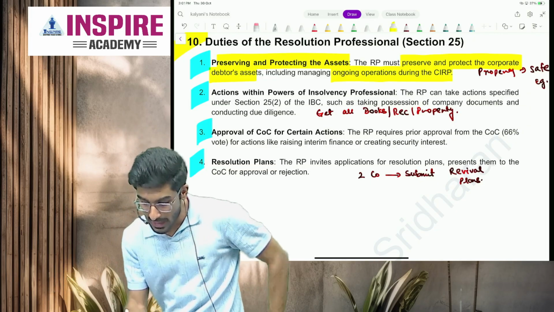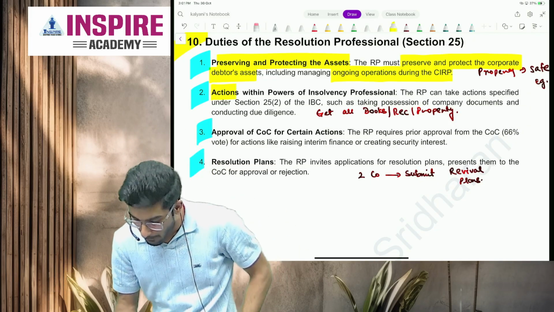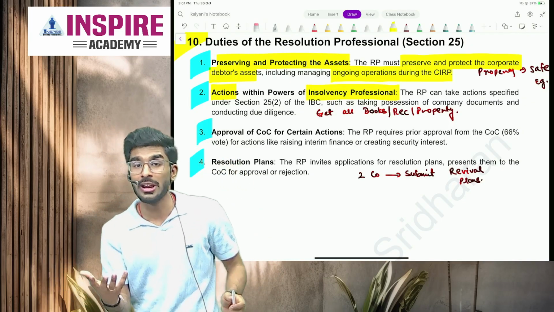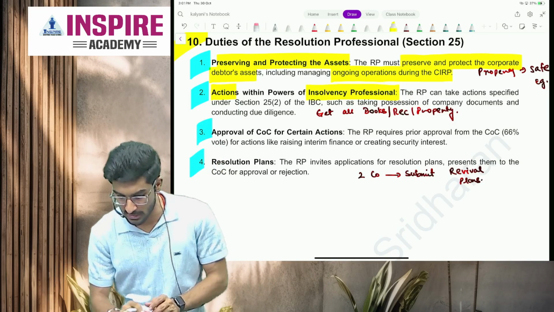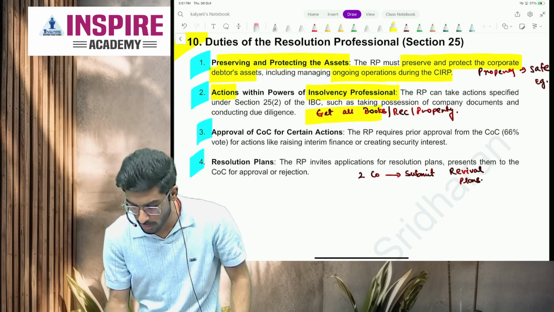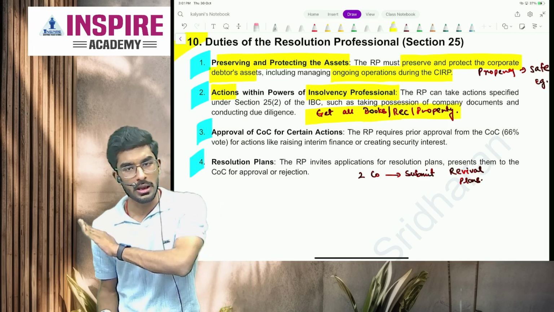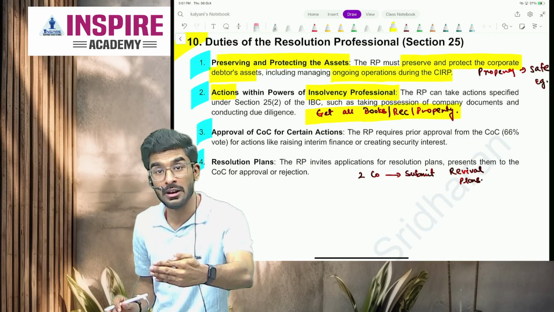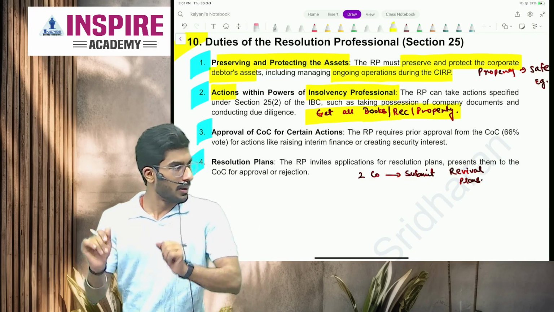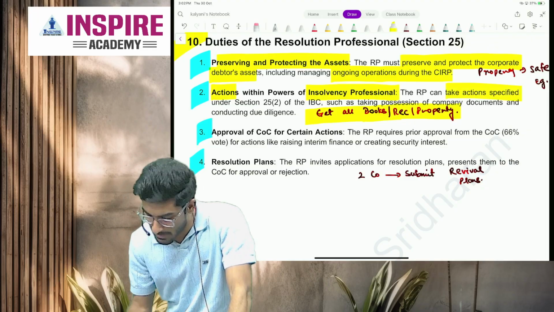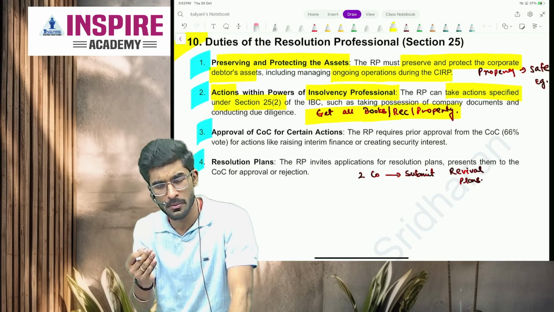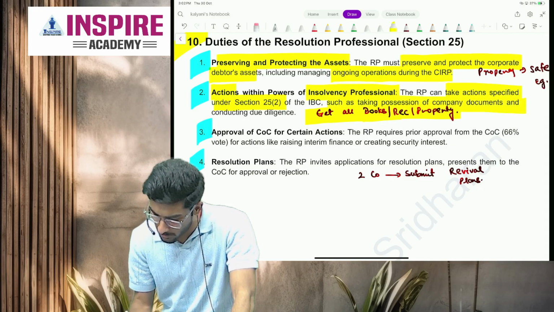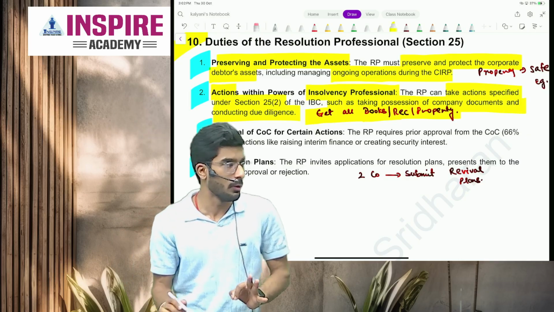Now, number 2 is actions within the power of the insolvency professional. The insolvency professional has all the powers to make sure he collects all the information. Yes or no? He can get access to all the books, records and property of the corporate debtor so that he can manage it in the best way possible in the interest of the committee of creditors. Yes or no, people? Perfect. The RP can take action specified under Section 25 subsection 2, which talks about what actions can be done by the RP, such as taking possession of company documents and conducting due diligence. Yes or no, people? Perfect.